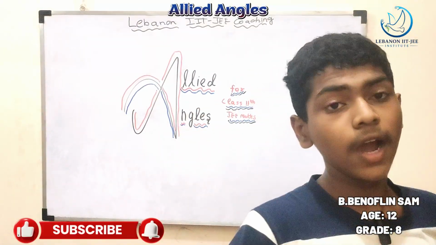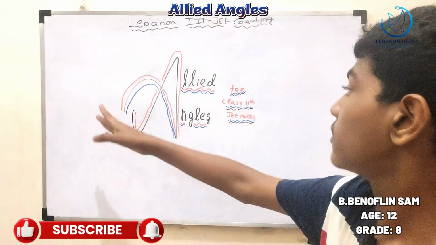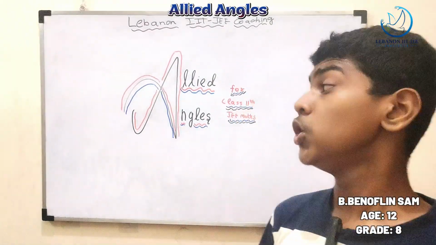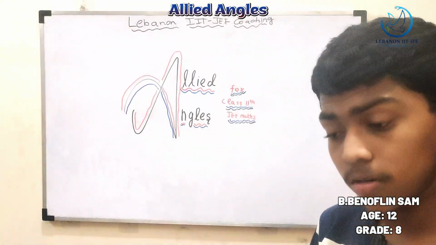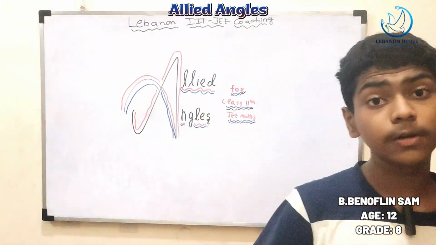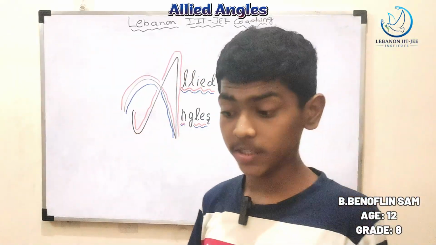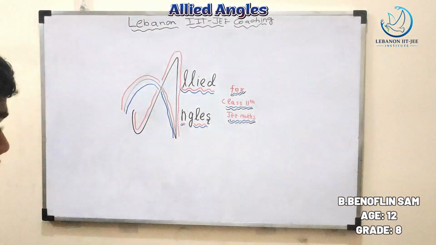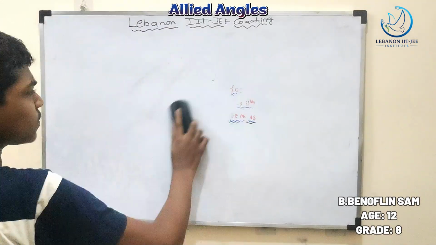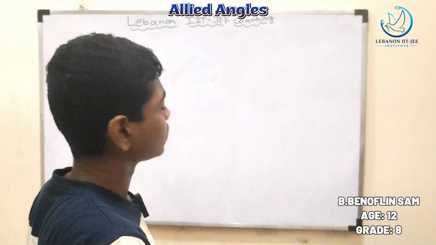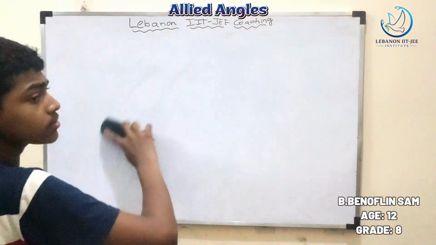So today I'm going to teach allied angles for class 11 JEE mathematics. Last time I taught measurement of angles in trigonometry. This time we're going to see allied angles in trigonometry. It is very interesting. You have to solve basic problems like sine 120 degree, cos 700 degree, and how to find the values. You're going to see that.